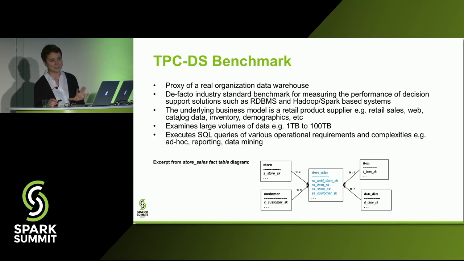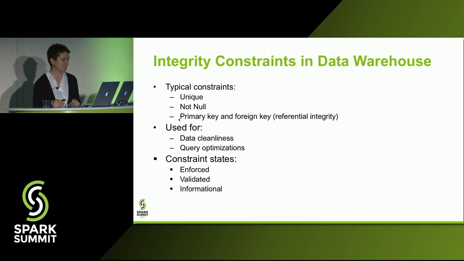The diagram looks like a star with the fact table store sales at the center. Surrounding the fact table are the dimension tables, which are related to the fact table by one-to-many primary key, foreign key joins. The typical constraints in the data warehouse are the unique, not null primary and foreign keys. They are used for data cleanliness and query optimization.